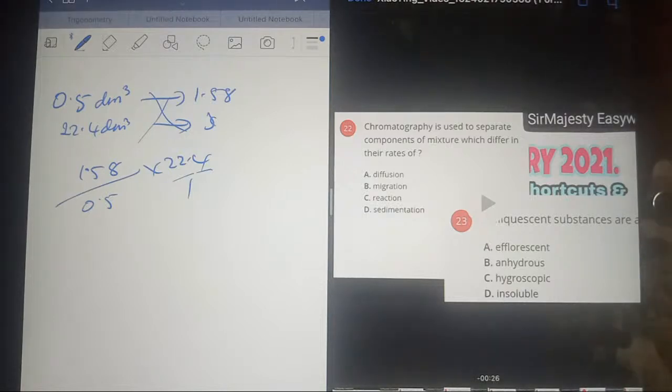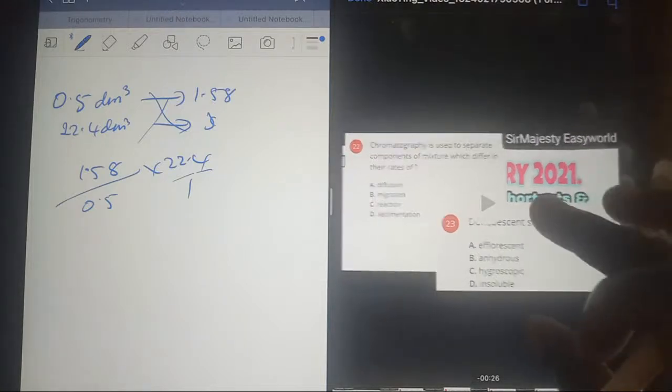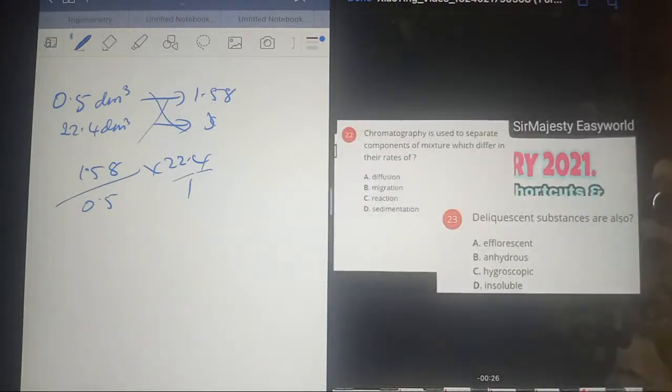Okay. Then 23 says the deliquescent substances are also: efflorescent, anhydrous, hygroscopic, or insoluble. The deliquescent substances, according to this option, of course, they're hygroscopic because they will first absorb moisture.